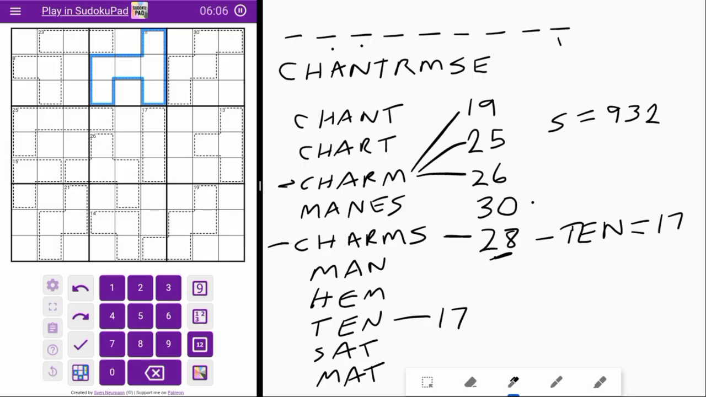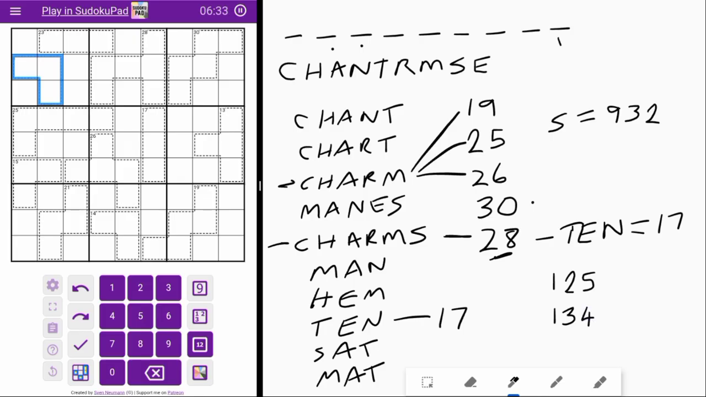Now looking back at the 3-letter words, we have to have a word that adds up to 8. So the only way to get an 8 with 3 numbers is we can have 1 and 2, that's 3, and 5 makes 8. We can have 1 and 3 and 4.